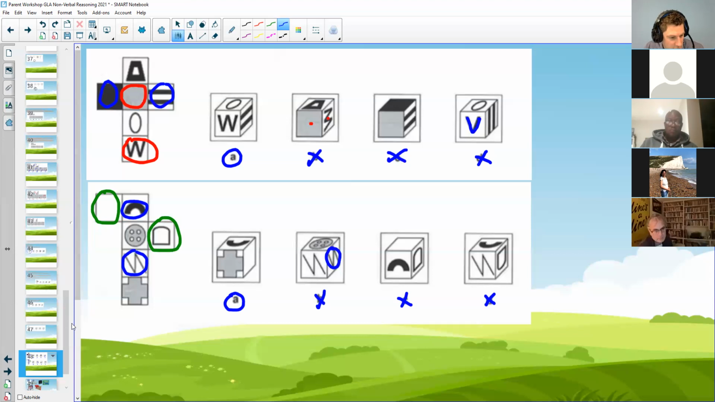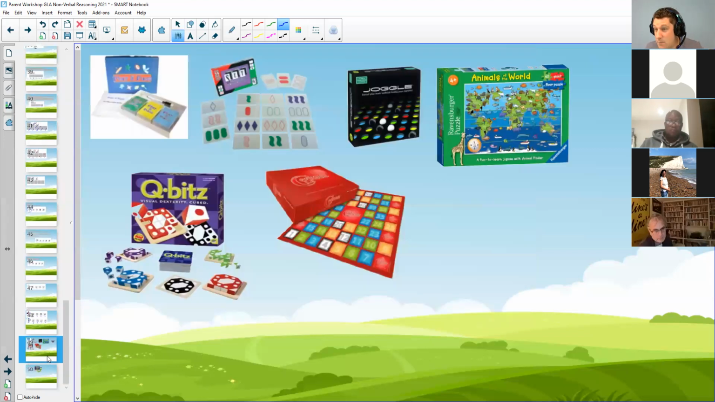So the last thing I just wanted to emphasize was the sort of games that can appear for non-verbal reasoning. They are a bit limited, I'm afraid. There aren't that many non-verbal reasoning games, but certainly just having some activities that can support their understanding and having a little bit of fun along the way.